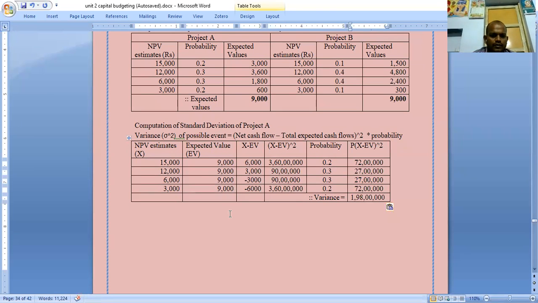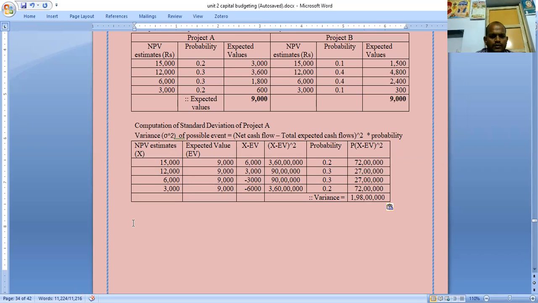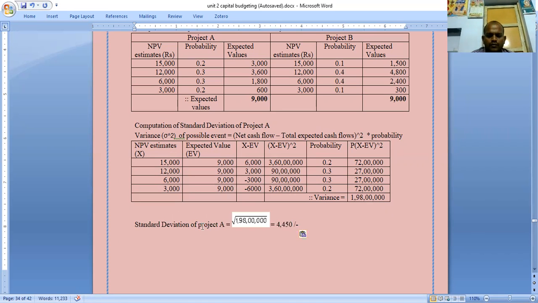So now it is very easy to calculate the standard deviation of project A. Project A, that is root of 1 crore 98 lakhs. So it comes around 4,450.